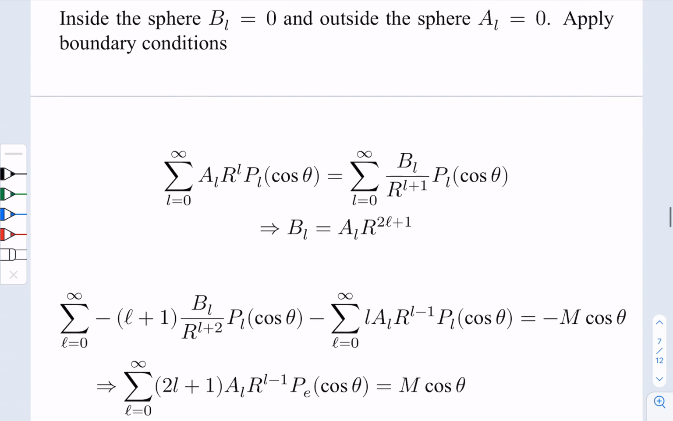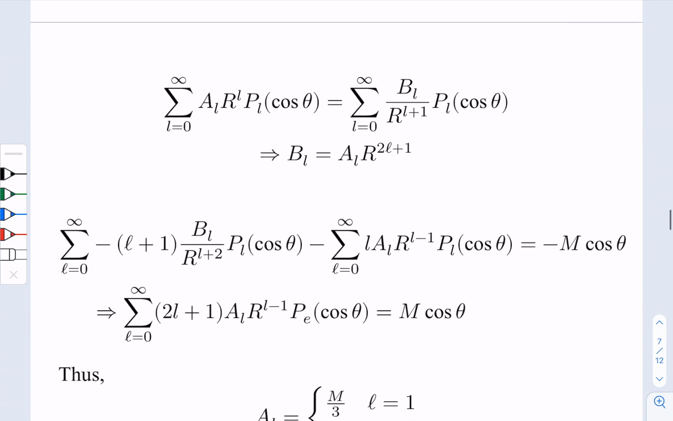So now the first boundary condition is W inside equals W outside, and that gives us that AL must be related to BL by this R to the 2L plus 1. And then the derivative of this W, one is the inside, one is the outside derivative, the outside derivative minus the inside derivative must be equal to minus m cosine theta, which is the m dot n. And then this can simplify the boundary condition to be here.